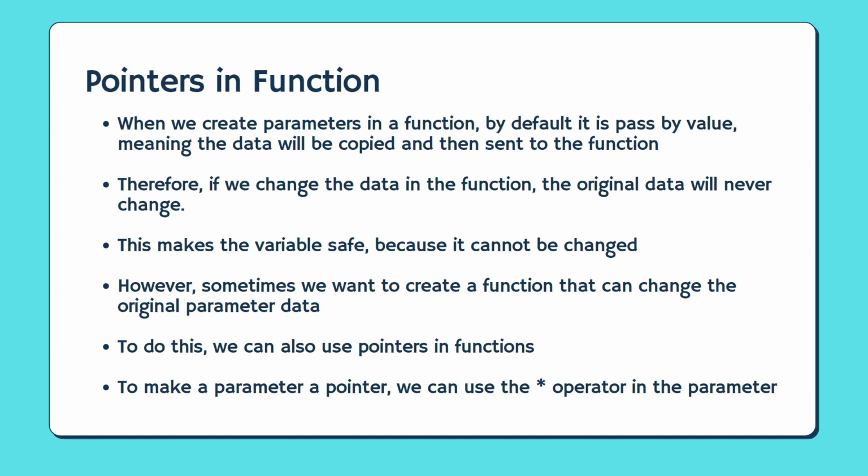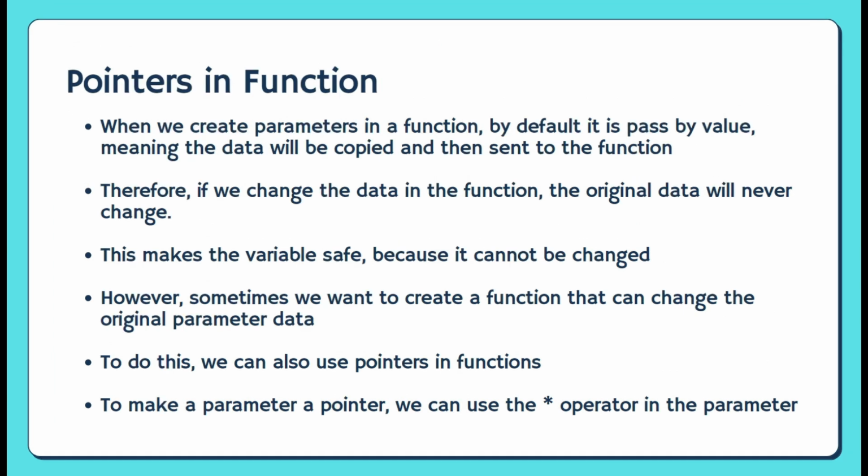Pointers in function. When we create parameters in a function, by default, it is passed by value, meaning the data will be copied and then sent to the function. Therefore, if we change the data in the function, the original data will never change. This makes the variable safe because it cannot be changed. However, sometimes we want to create a function that can change the original parameter data. To do this, we can also use pointers in functions. To make a parameter a pointer, we can use the * operator in the parameter.